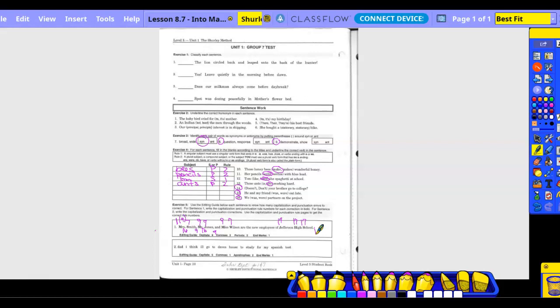Okay, let's look at the next one. Number 2. Dad, I think I'll go to Dave's house to study for my Spanish test. So they tell us we need 5 capitals, 1 comma, 2 apostrophes, and 1 end mark. So what needs to be capitalized here? So Dad, what needs to be after Dad? You need a comma because you're addressing Dad, right? Okay, so Dad, and then I needs to be what? Capitalized.